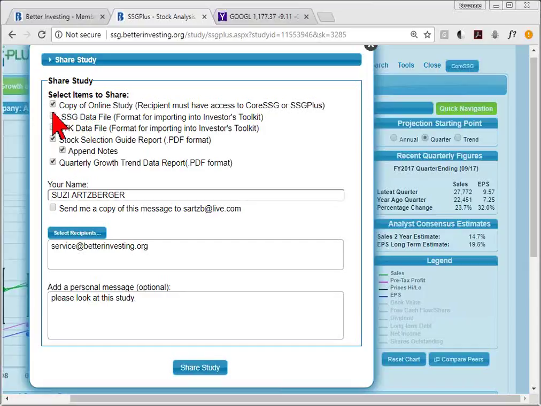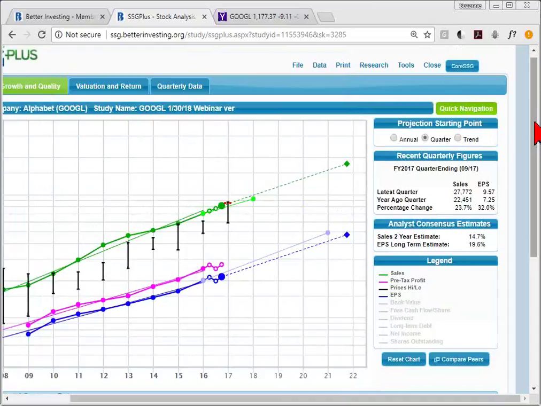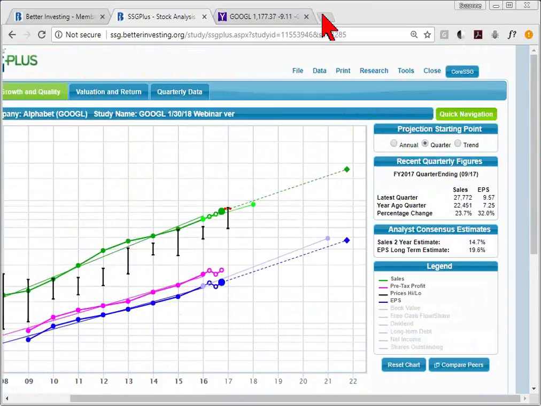If you've got somebody in your club that uses Investors Toolkit, you can share out the data file. I will warn you that our recommendation is always to use this ITK data file. The SSG data file does not have everything in it. It cannot be imported in its entirety by Investors Toolkit. It's not that we can't push it there, it's just Investors Toolkit doesn't accept that. So use ITK. And I'm going to share that study out. It takes a few seconds to create that PDF, but from our end, this is all we have to do.